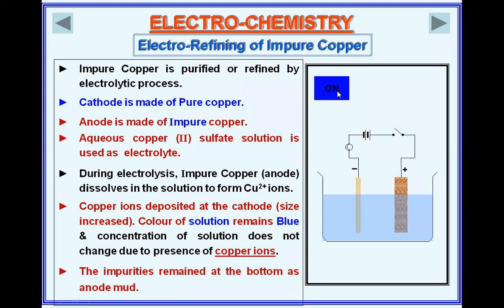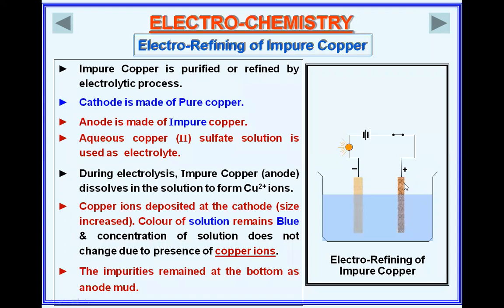When we switch on the circuit, the passage of current is possible, so the size of the anode decreases, but the size of the cathode increases. The reason is the anode is made of impure copper and copper ions deposit at the cathode, but during electrolysis, the impure copper anode dissolves in the solution to form copper ions. This is called electrolysis of copper sulfate solution by using active electrodes.